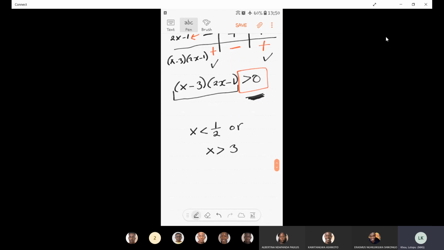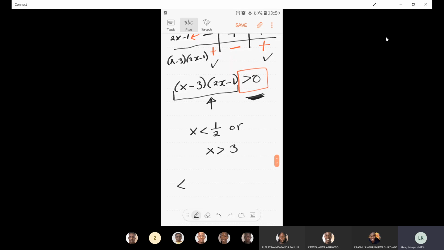If you pick a number that is less than half or a number that is greater than 3, you will see that the product of these two factors is also positive. And then try it. Pick a number between half and 3. Say 1. Substitute it in there. You will see that your answer is negative.